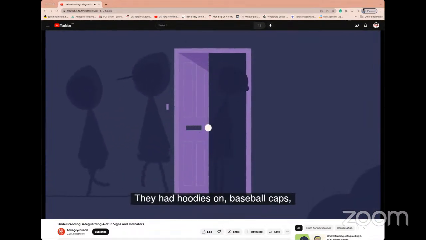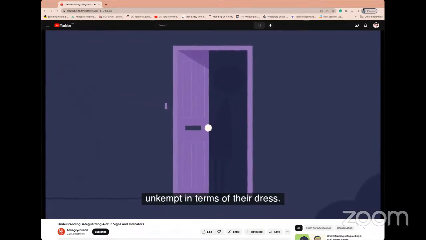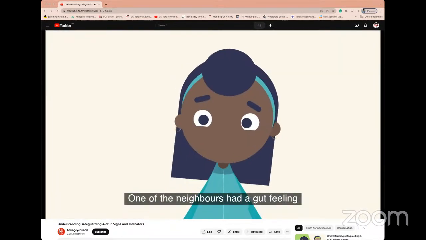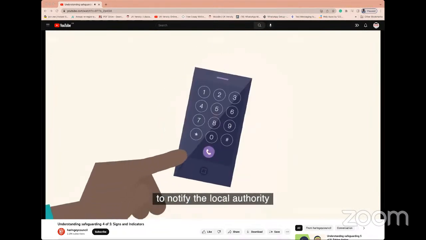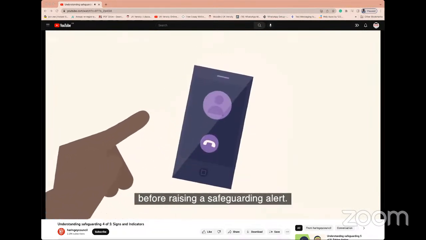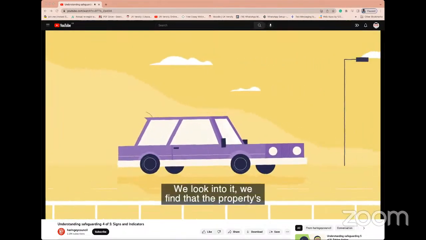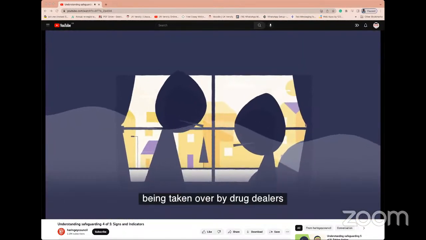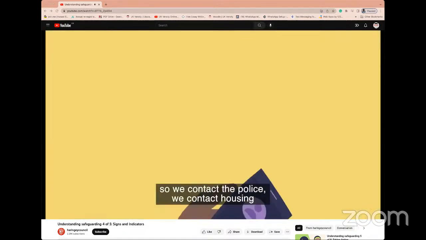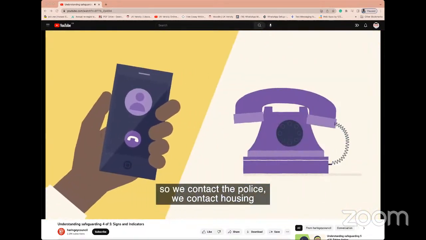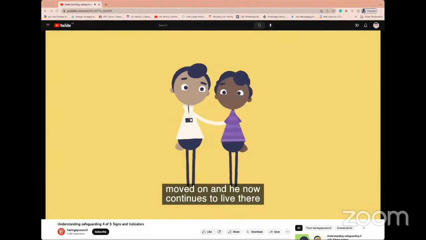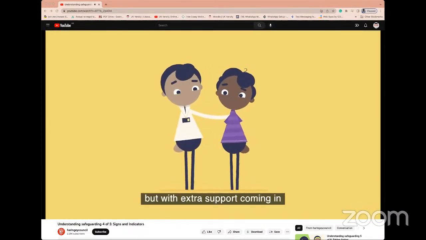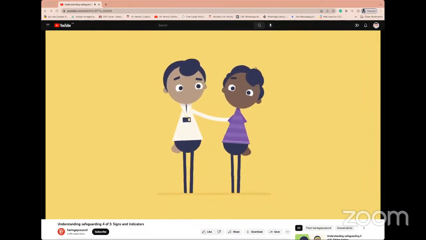They had hoodies on, baseball caps, unkempt in terms of their dress. One of the neighbours had a gut feeling that something wasn't right, so they felt compelled to notify the local authority in the form of raising a safeguarding alert. We look into it. We find that the property is being taken over by drug dealers. So we contact the police, we contact housing, and through those agencies we get the alleged perpetrators moved on, and he now continues to live there but with extra support coming in just to keep an eye on things.